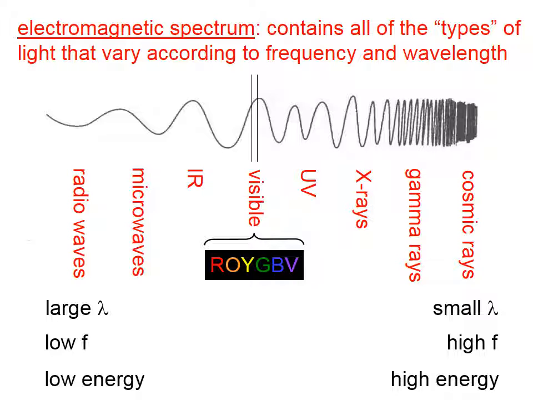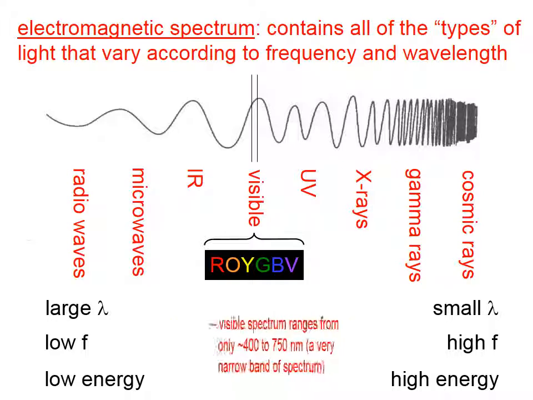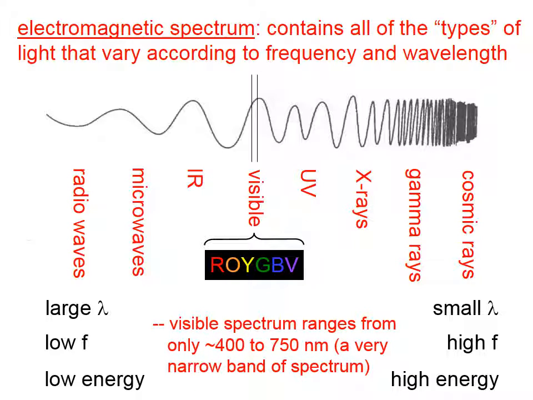If you tried to make that rope look like what's on the right side of this diagram, you would have to shake that thing down in a hurry. It would take a lot of energy. That helps us remember that the right side of this diagram has lots and lots of energy. The visible spectrum, we said it's a very narrow band, ranges from about 400 to 750 nanometers, a very tiny portion of the overall spectrum.